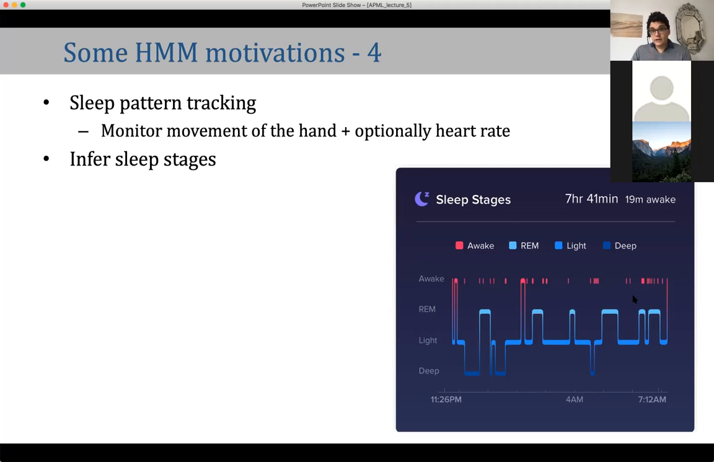And a way to answer this question. So you see here, at every time point, you have a movement of the hand, and then you just want to classify that across time in those 4 states. That's a typical hidden Markov model problem.